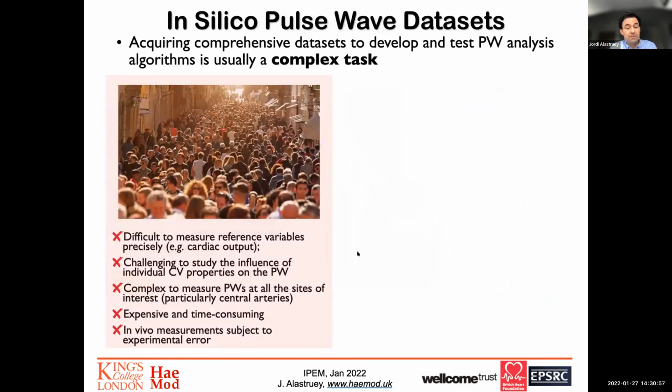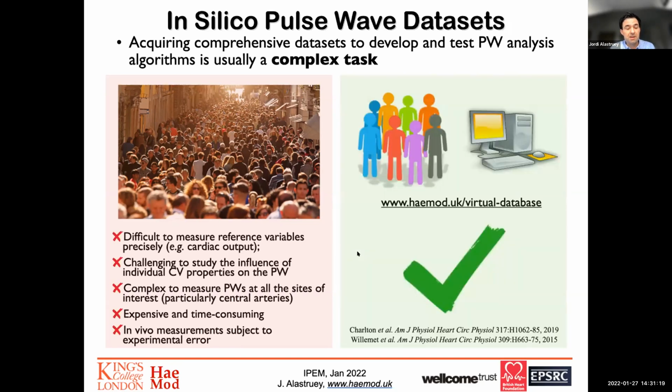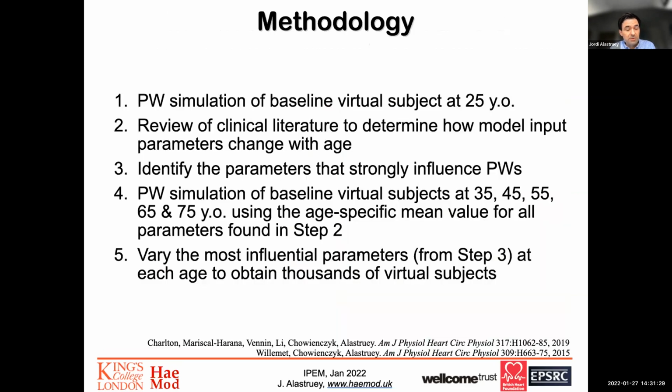Developing and testing algorithms and indices to assess pulse wave signals requires comprehensive data sets measuring large clinical cohorts. And unfortunately, acquiring these data sets is usually a complex task. And on the left, you can see some of the issues that we may encounter. To facilitate this process, we have created data sets of simulated pulse waves representative of samples of real subjects using computational blood flow modeling. So we have developed a methodology to create in silico pulse wave data sets, which consists of the 5 main steps listed here. And Peter has actually been key in designing and implementing this methodology.